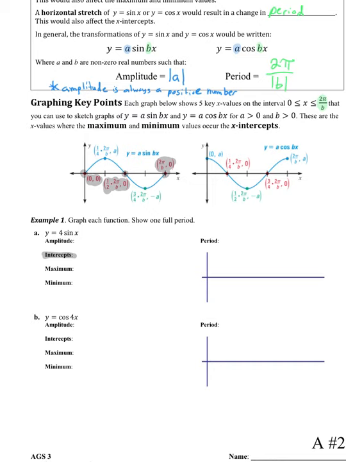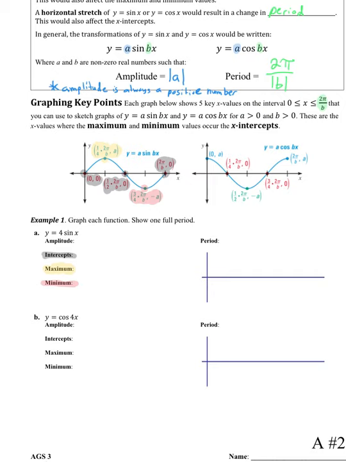Then we're going to need to identify the maximum value, and that's going to be wherever it hits the peak. And then finally identify the minimum value, and that's going to be the trough. And notice there's 1 maximum, 1 minimum, 3 intercepts, that's 5 points.